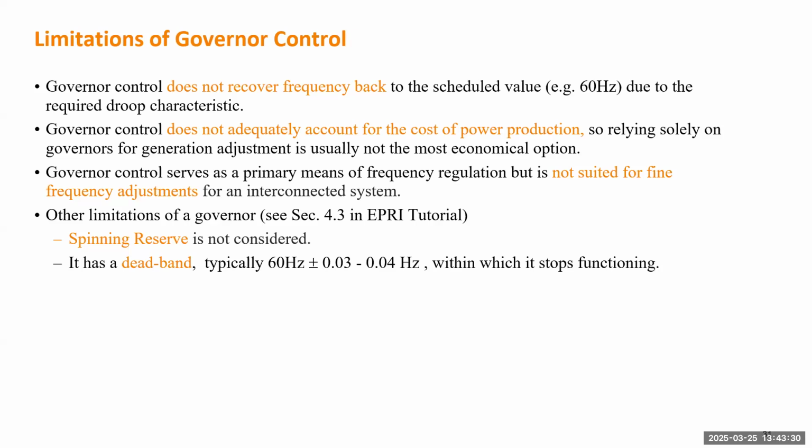Second, each governor in practice has a dead band. Typically it will be 30 to 40 millihertz. Even if you set up the governor to recover the frequency back to 60 hertz as close as possible, it still has some dead band, which means when the frequency falls into that very narrow range, like 59.97 to 60.03 hertz, the governor doesn't respond.